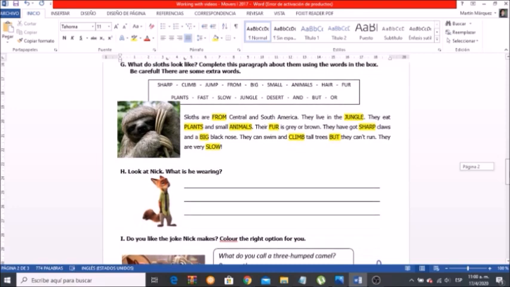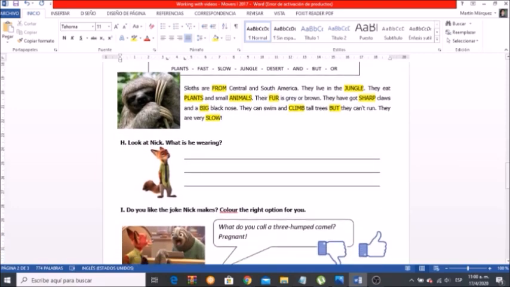So, let's do exercise H. It says, look at Nick. What is he wearing? Okay, I'll give you a few seconds. Pay attention to the picture. What is he wearing? Okay, so what is he wearing? He is wearing, and what is this? A shirt. Very good. And what is the color of the shirt? Very good. A green shirt. He is wearing a green shirt.